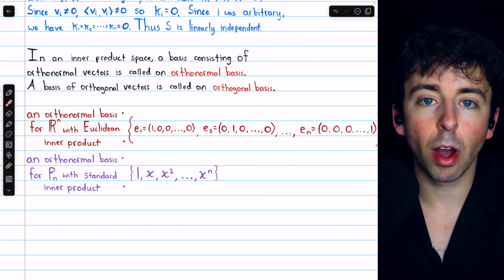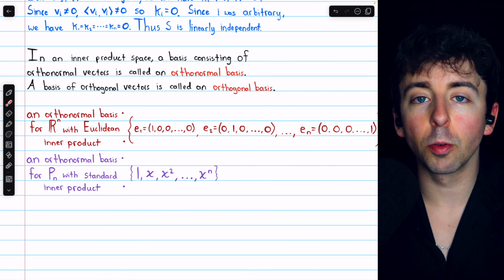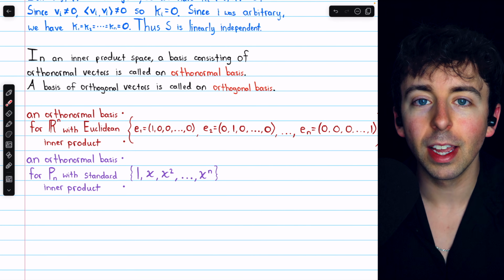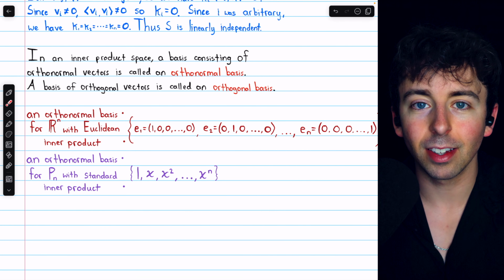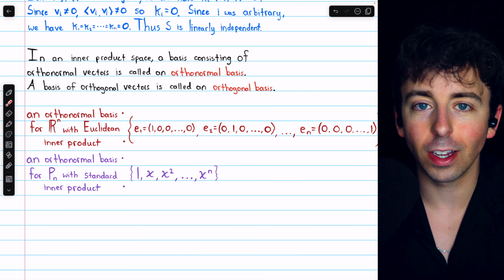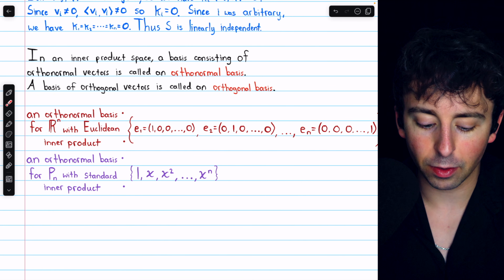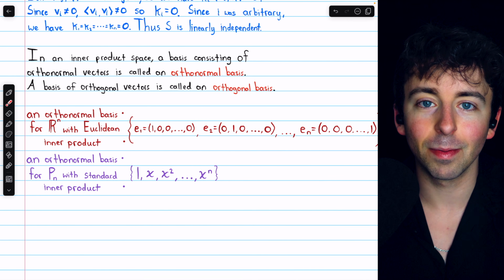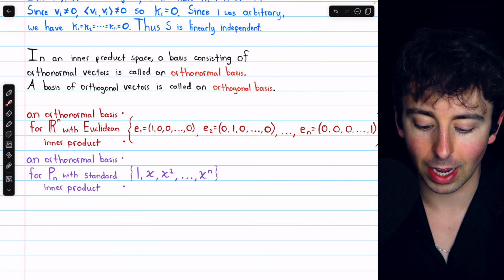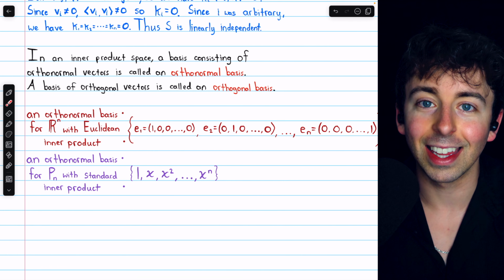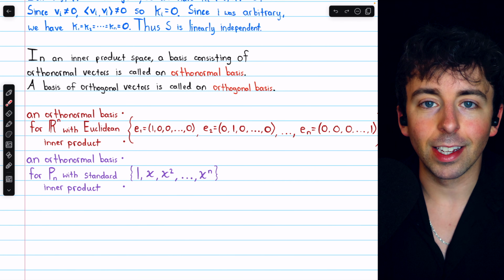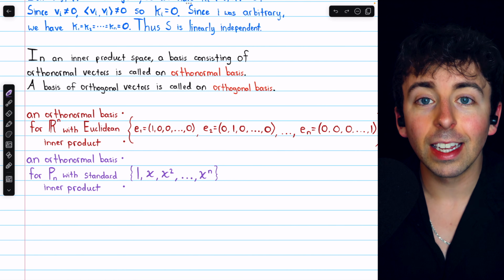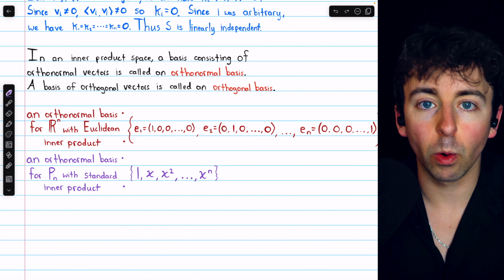Here's an orthonormal basis for Pn with the standard inner product. Pn is the inner product space of polynomials of degree at most n, where the standard inner product of two polynomials is to add the products of their corresponding coefficients. It's easy to see that this set of vectors spans Pn, since any polynomial of degree at most n is, by definition, a linear combination of terms that look just like that. But it's also pretty easy to see that the inner product of any two distinct vectors from this space is equal to 0, and hence they are orthogonal.